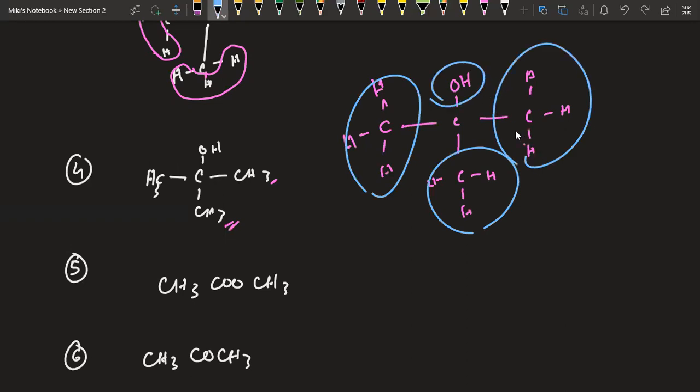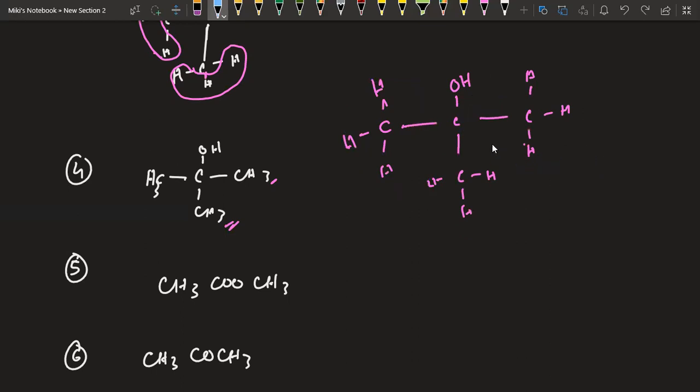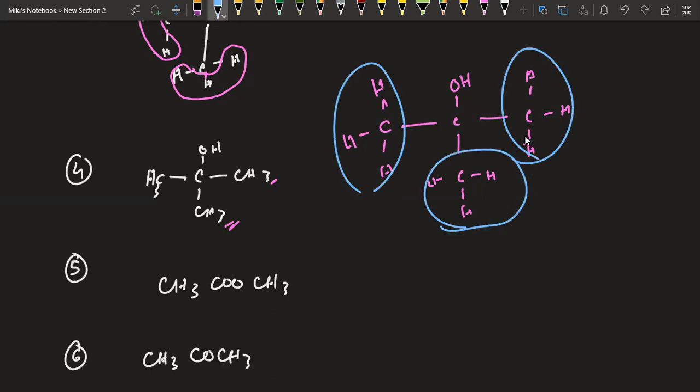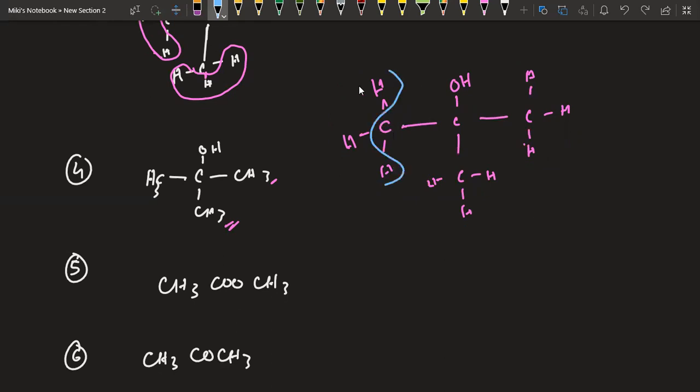4 environments, but this is actually wrong. There are only 2 environments. Now, why is that? Let's see. At first, these are identical, you cannot distinguish between them. There's no change in them. This is one such, this is one such. And this adjacent carbon is linked with the other carbon which has a similar environment.